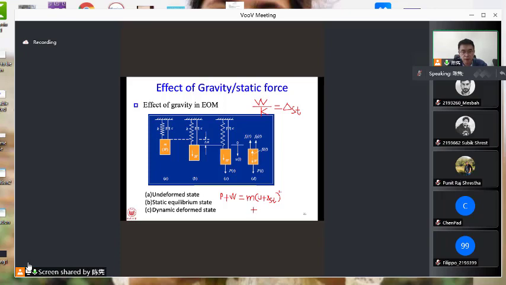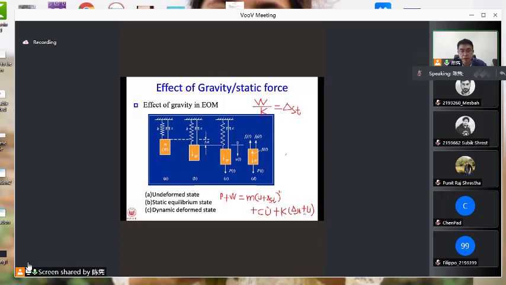And then plus, this is the dashpot force, or the damping force. The damping force is only related to the velocity, so it should be c u dot. And the restoring force here should be k times delta ST minus u. If you use this free-body method, you can derive the equation like this.